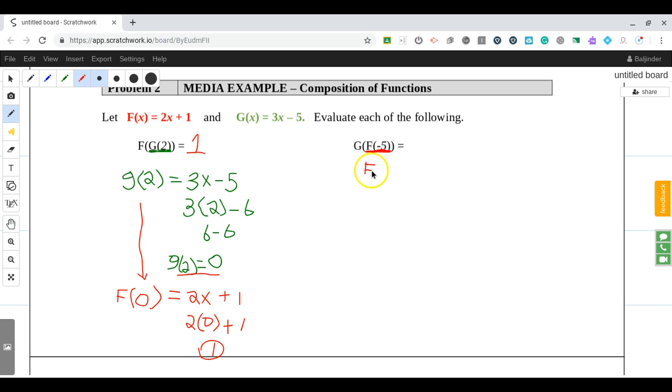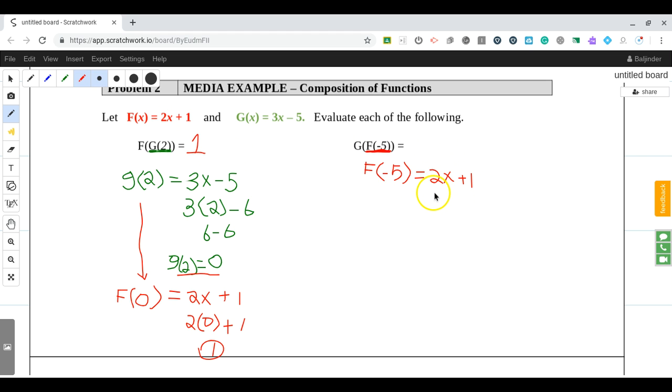Okay. Again, we're working from inside. So f of negative 5, we're going to use the f function to simplify that. Okay, f of negative 5 is going to be basically 2 times negative 5 plus 1, right? I'm going to use that function. So I'll just rewrite the equation, 2x plus 1.